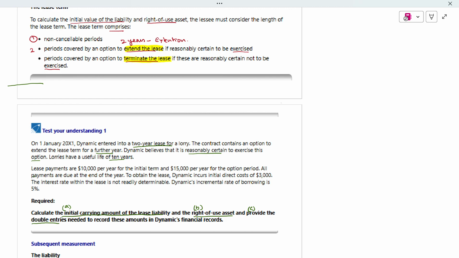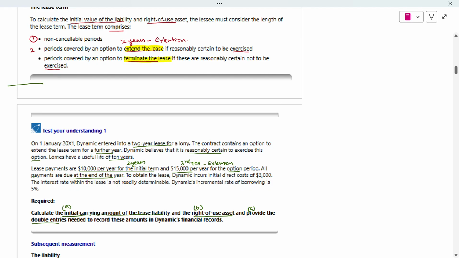Lease payments are how much? 10,000 for the initial terms, means for the initial terms of 2 years. And for the third year extension, it is how much? 15,000, if we are making an extension. All the payments are due at the end of the year.